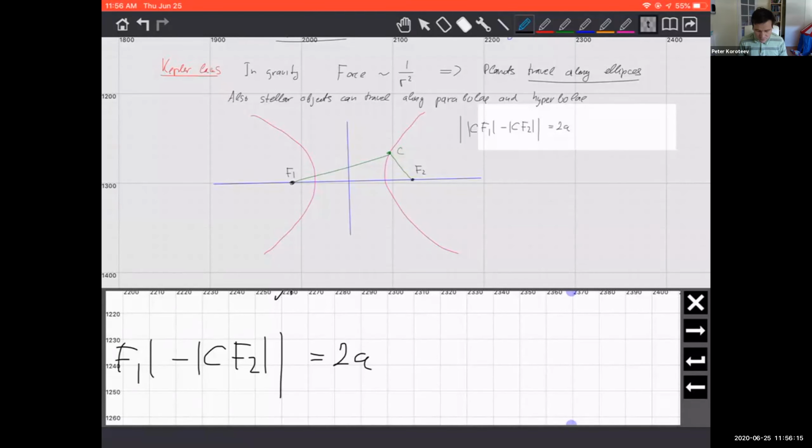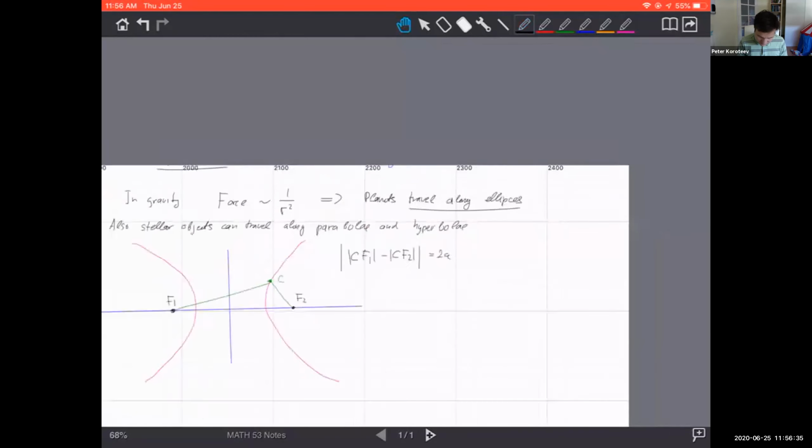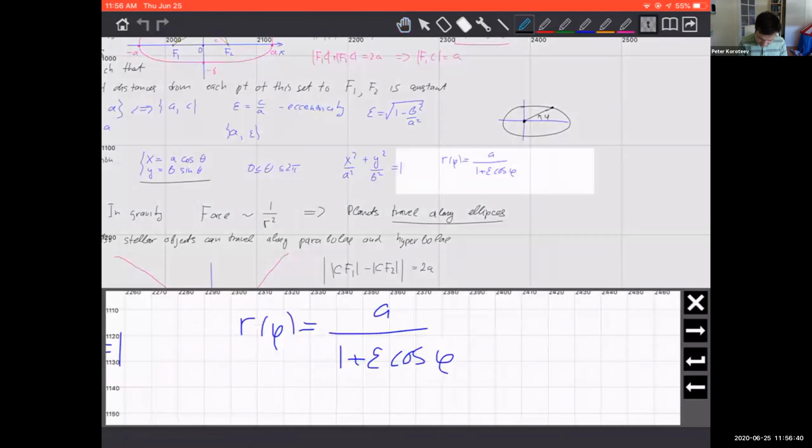Then you can show formally that you can treat a hyperbola as an ellipse with negative eccentricity. If you continue the eccentricity to negative values, you'll get the same equations. In fact, the equation that I wrote above works for all the conic sections, depending on what you pick for the eccentricity.